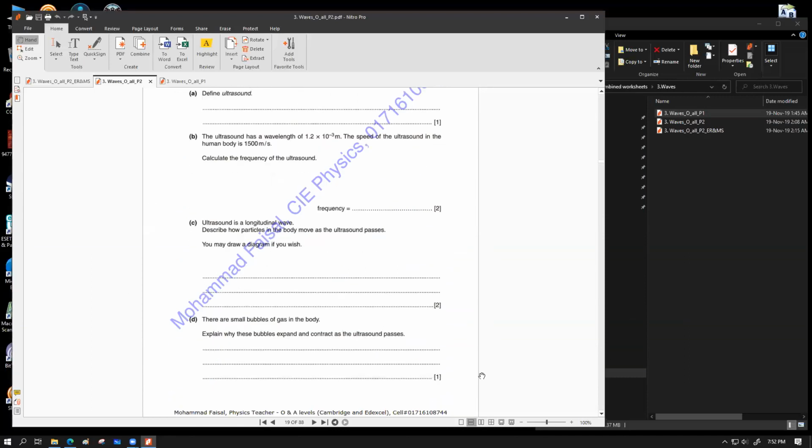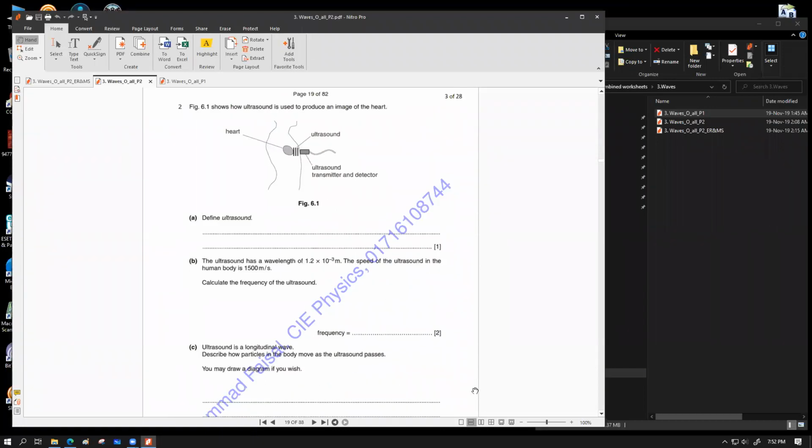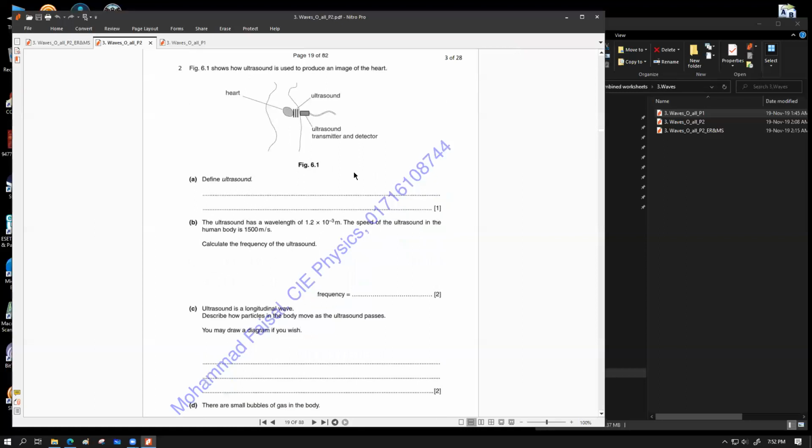2D. Okay. We'll go ahead and explain 2D over here. Have a look at the question. This question reads: the figure shows how ultrasound is used to produce an image of the heart. Why do they have to use an ultrasound?